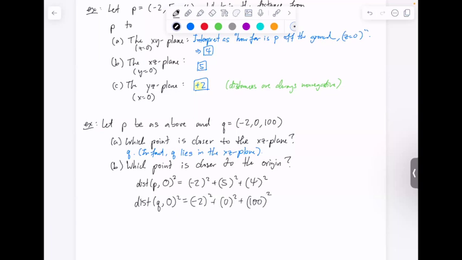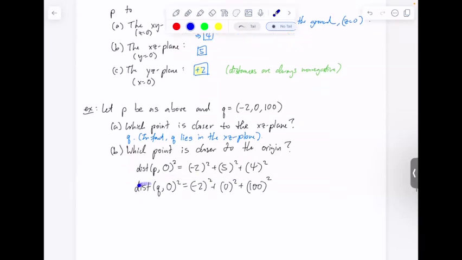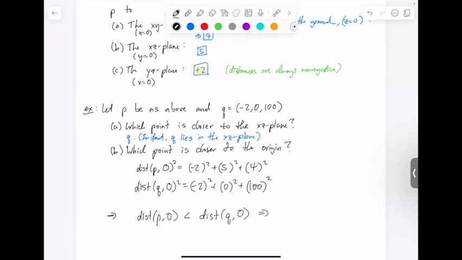All right, so which point is closer? It looks like it's going to be P, right? Because they both have 4 here, so that's the same. Now you're comparing 5 squared plus 4 squared to 100 squared, and 100 squared wins. So this is larger than this. You can take square roots if you want, but it's the same without taking the square root. So distance P to O, the origin, is less than distance Q to O. So this means that P is closer. I guess I should have written this in blue. Okay, so P is closer.